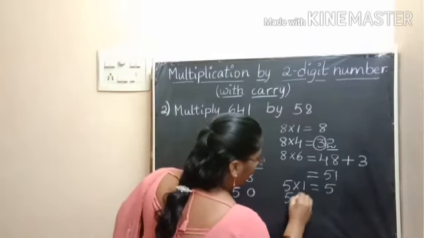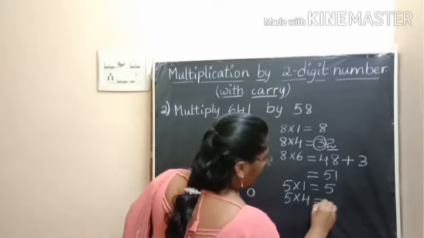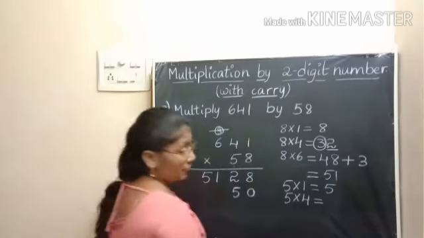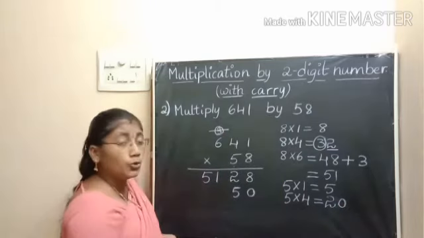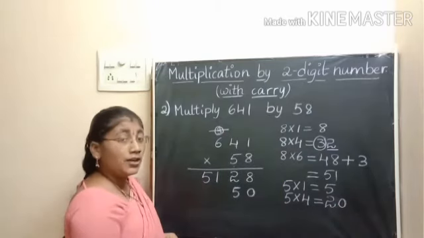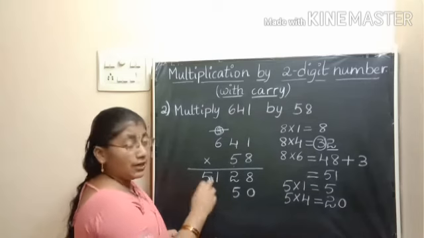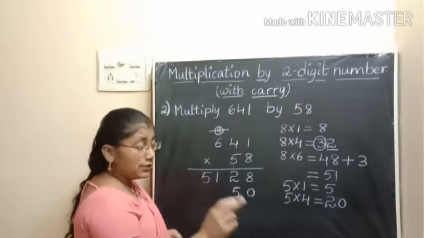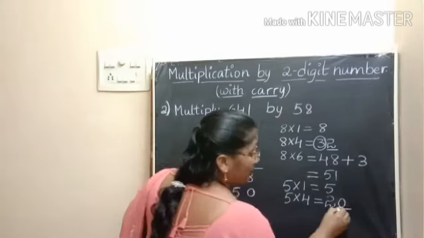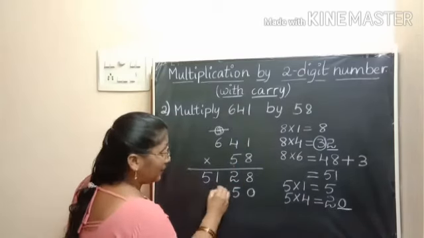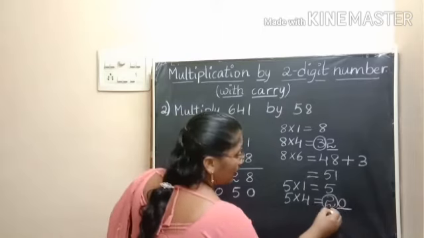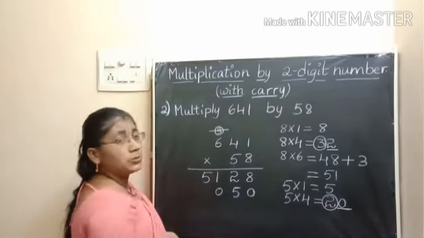5 into 4. 5 fours are how much? 20. We get a 2-digit number. We should not write 2 digits here. We have to write only a single digit, that is the right side digit. The right side digit 0 must be written right here, and the left side digit we should pass as carry to the next place.